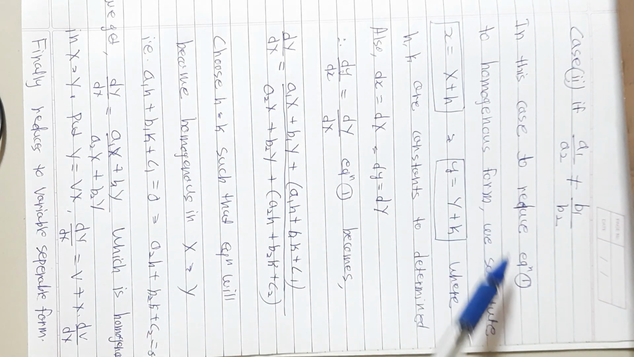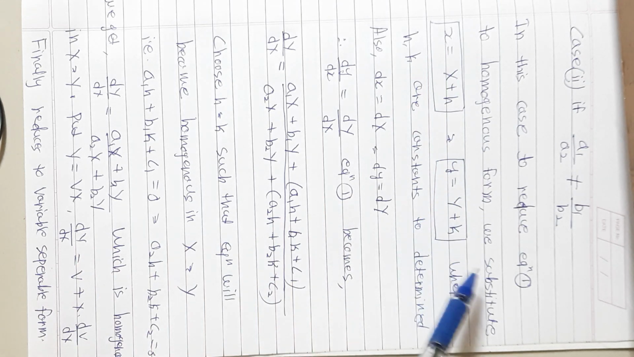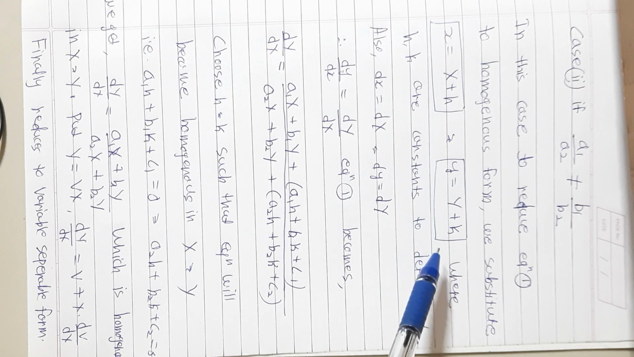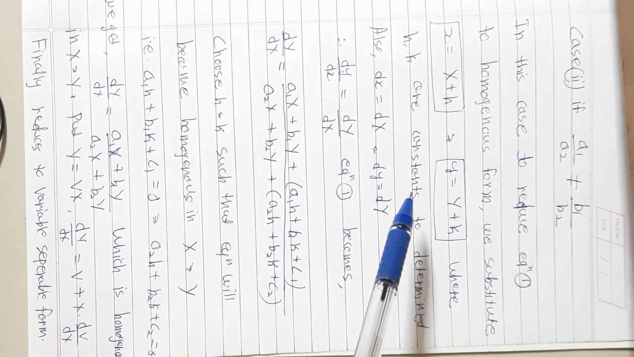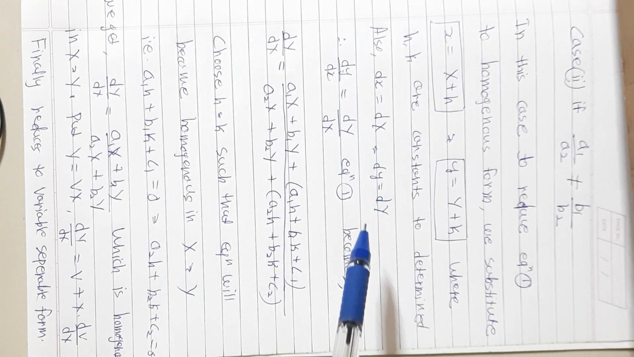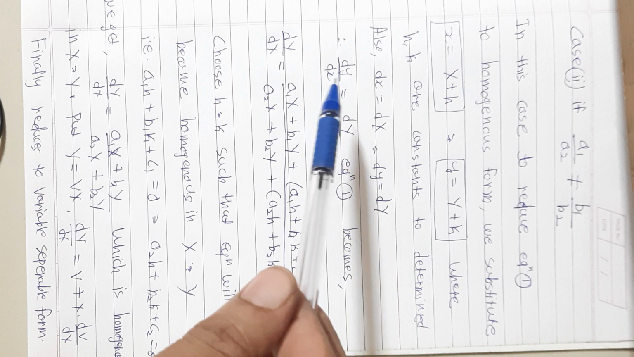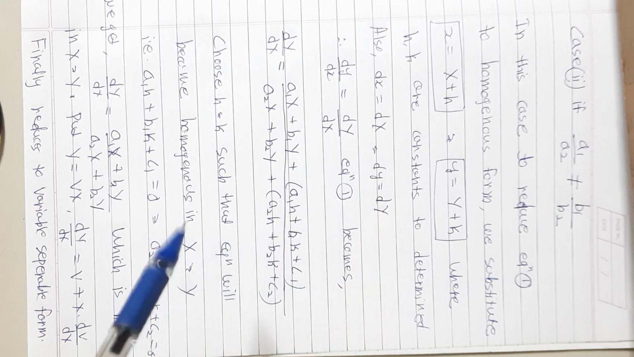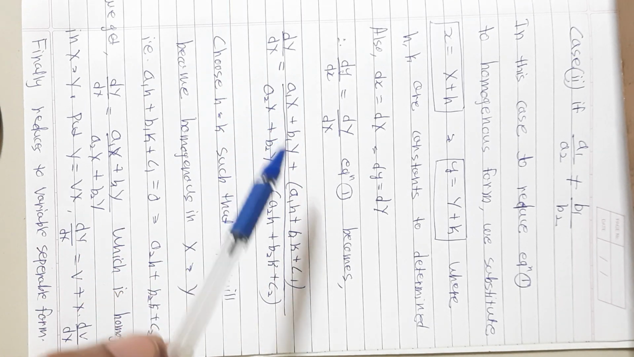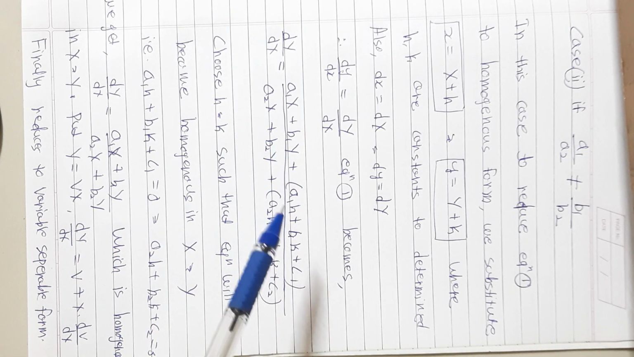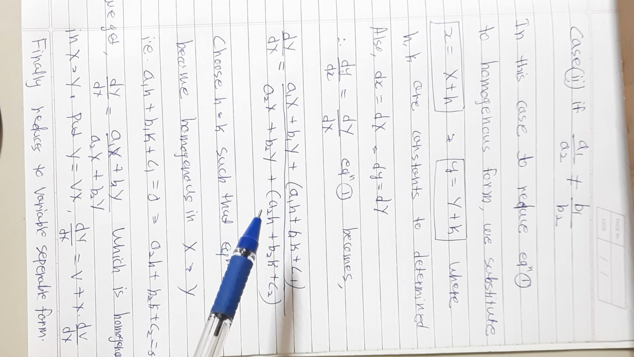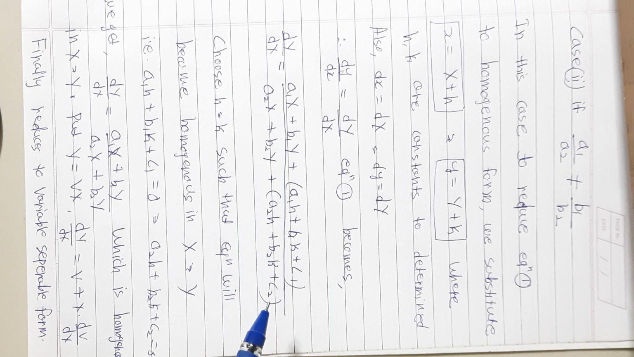In this case, to reduce equation 1 to homogeneous form, we substitute x is equal to capital X plus h and y is equal to capital Y plus k, where h and k are constants to be determined, and also small dx is equal to capital DX and small dy is equal to capital DY. Therefore, dy by dx is equal to capital DY by DX, and then equation 1 becomes a1x plus b1y plus a1h plus b1k plus c1 upon a2x plus b2y plus a2h plus b2k plus c2.